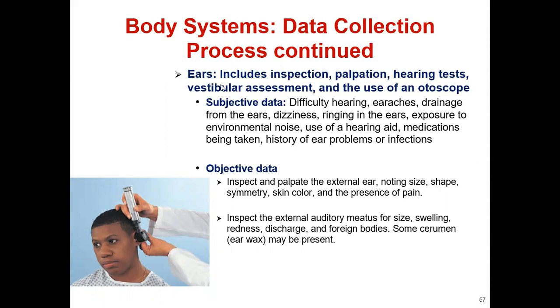Sometimes a patient complains about subjective data because of the disorder. So when a patient comes, we have to check: inspection, then palpation, hearing test because of hearing impairment, also vestibular assessment, and use of an otoscope. This device is called an otoscope.